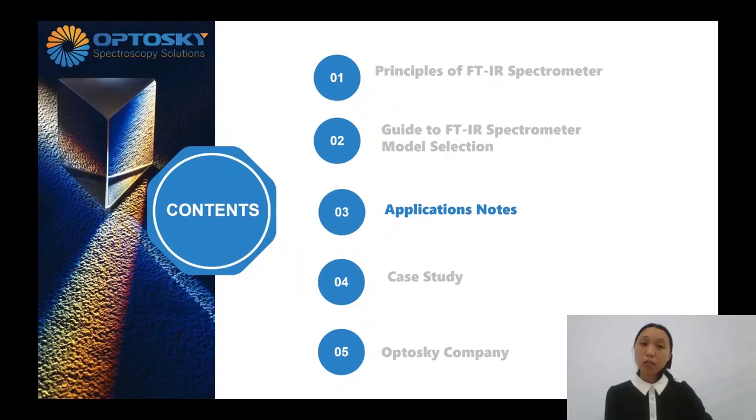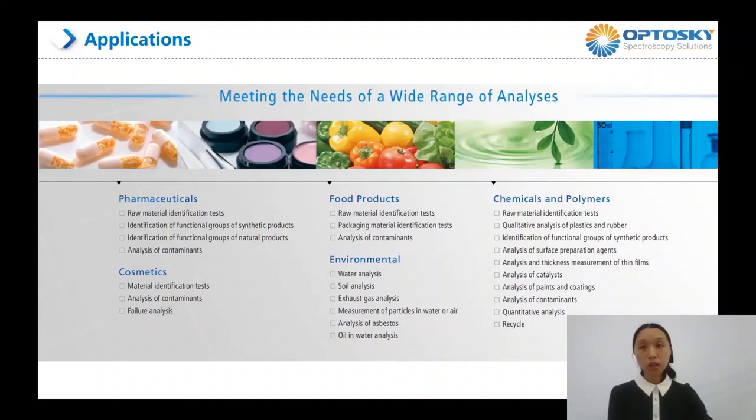Next, we are going to give you some notes about applications. FTIR spectrometers have wide applications, such as pharmaceuticals, where they are used for raw materials identification, excipients, APIs, and contaminants analysis. We also have cosmetics, for material identification, contaminants, and failure analysis. For food products, we can identify raw materials and packaging materials, essentials. For the environment, there are also wide applications such as water analysis, soil analysis, and exhaust gas analysis, and we can measure different water and air particles. We can measure oil in water.